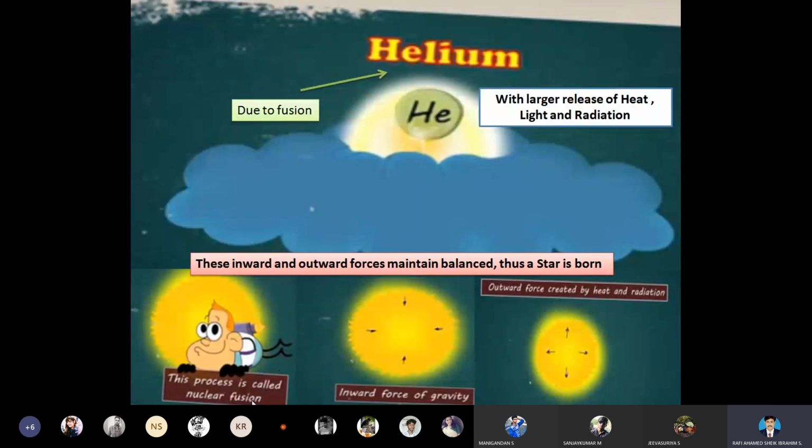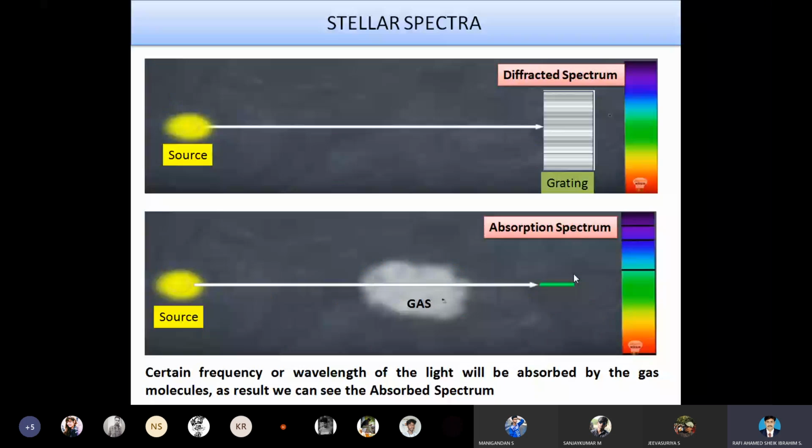Nuclear fusion should be a balanced force reaction. Hydrostatic equilibrium state should be maintained to create the nuclear fusion reaction. It means that the inward force should be equal to the outward force. Then only the growth of the star will take place. So this is the formation of the Sun, that is, the newborn star.